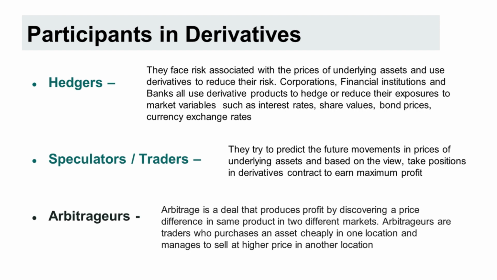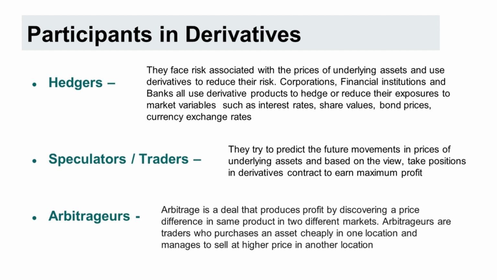Then there are arbitrageurs. Arbitrage is a deal that produces profit by discovering a price difference in the same product in two different markets. Just with the meaning of arbitrage, we can understand the main functioning of arbitrageurs in the derivatives market. These are traders who purchase an asset cheaply in one location and manage to sell it at a higher price in another location.